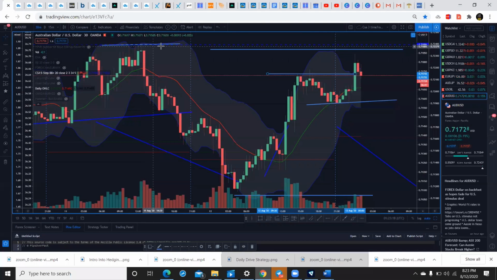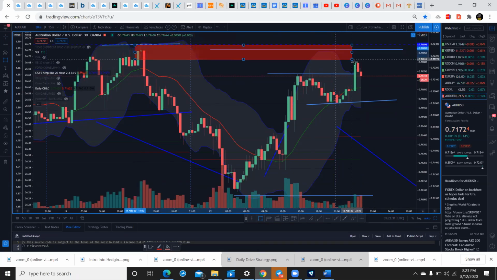Didn't quite do a full complete V. We started getting rejection here, and we would start seeing a supply zone right in this area.